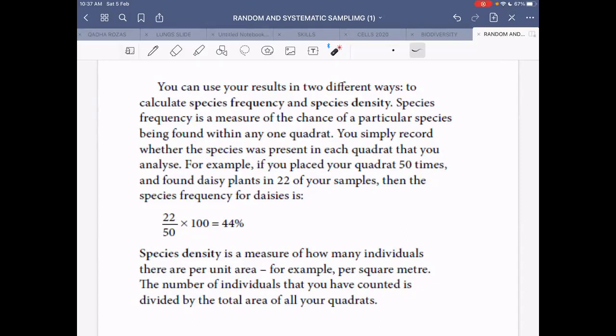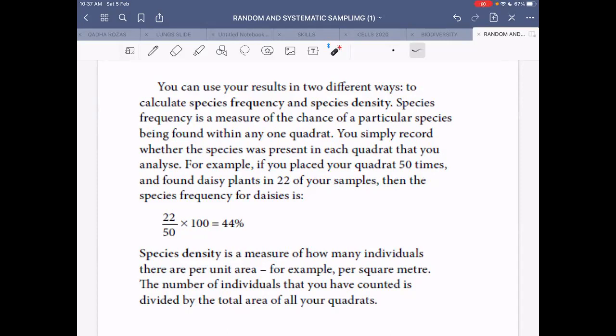You can use your results in two different ways. कौन से results की बात कर रहे हैं? ये quadrat में जो हम calculation कर रहे हैं उसकी बात कर रहे हैं. You can calculate species frequency and species density. Frequency से पता चल रहा है कि हम number calculate कर रहे हैं, density से पता चल रहा है कि हम उसकी spread देख रहे हैं. We are looking at the spread, right?